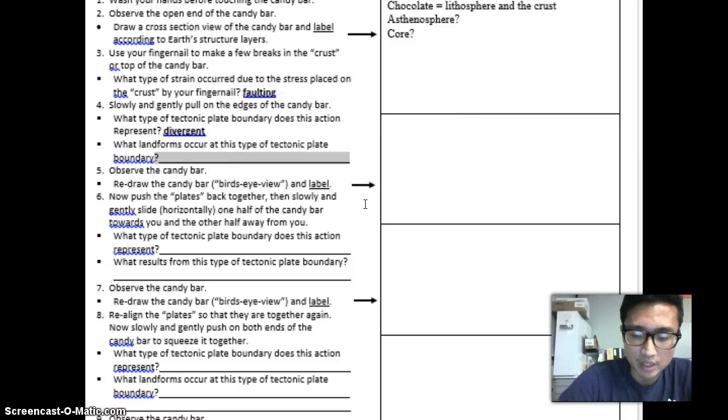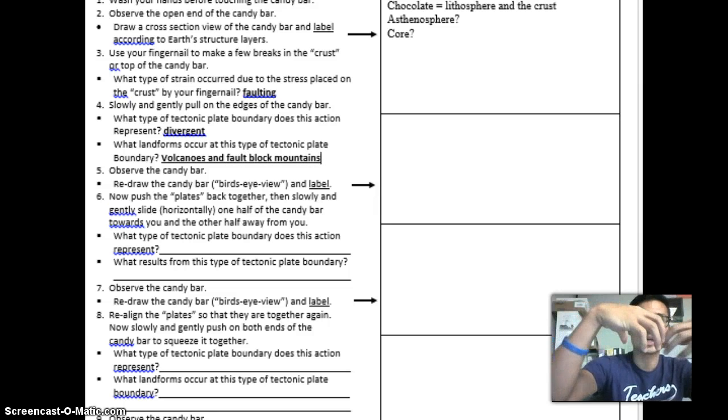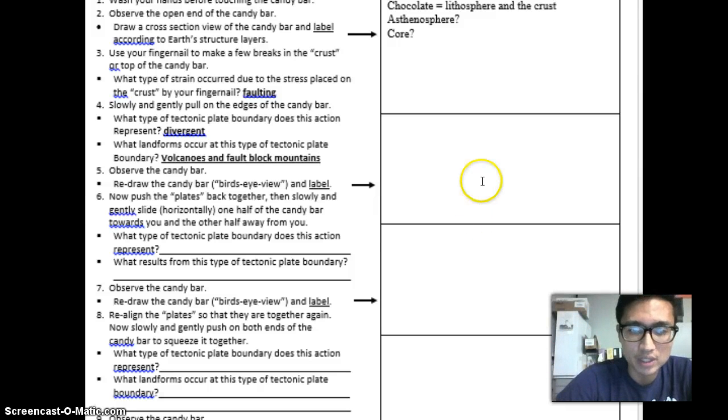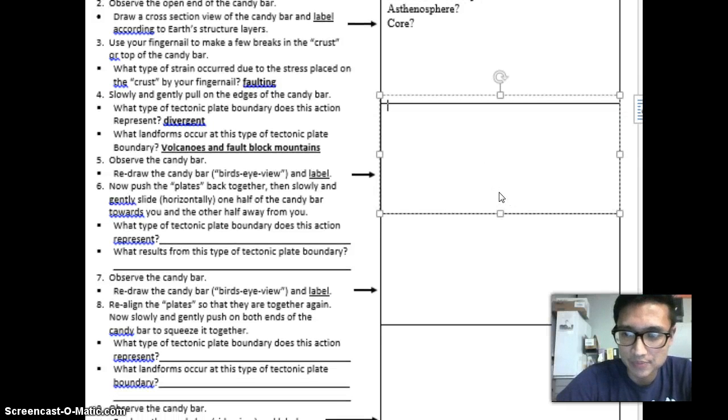Okay. And so what landforms occur at these divergent boundaries? Well, there's a few that I could mention, which are volcanoes and also fault block mountains. Now these mountains are almost like cliff-like. That's why we're talking about block, okay? So volcanoes and fault block mountains, right?